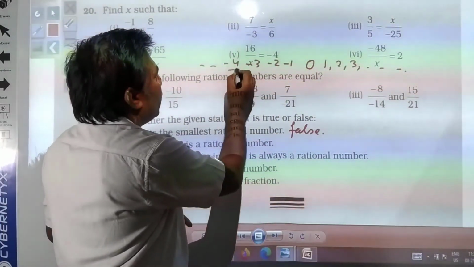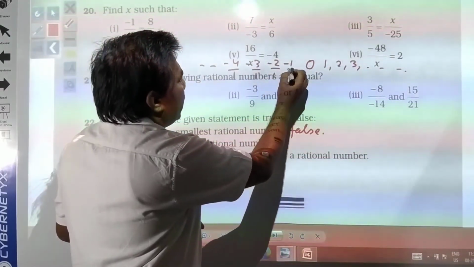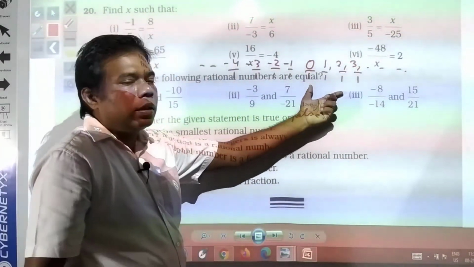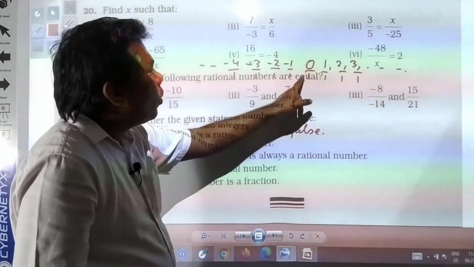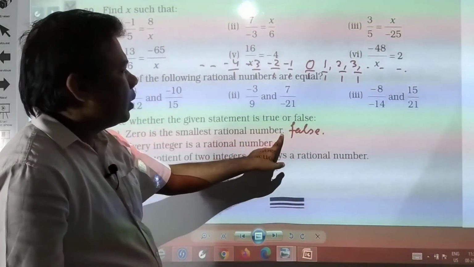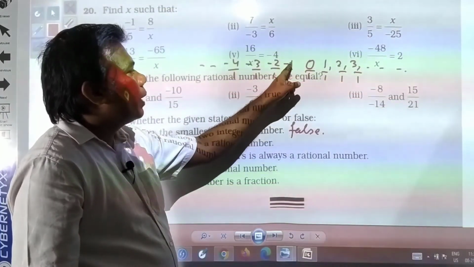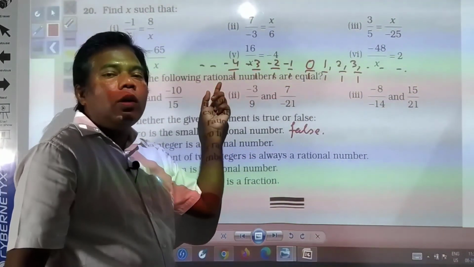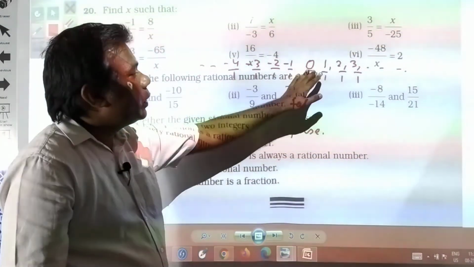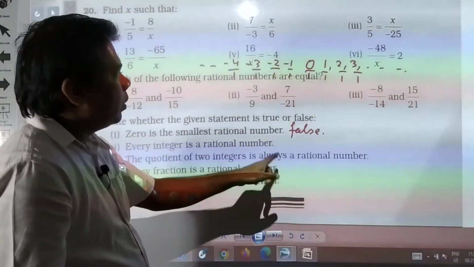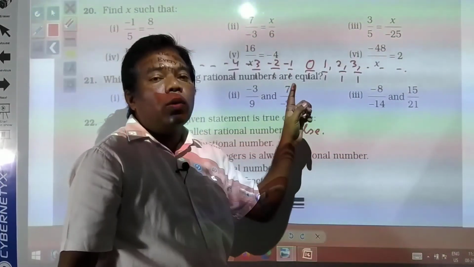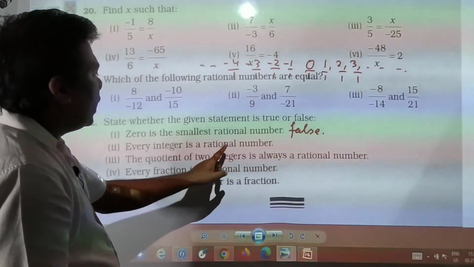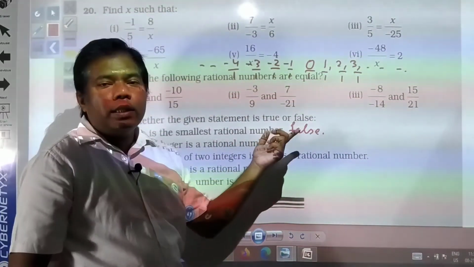If you put 1 in the denominator, what will you get? These all will become rational numbers. So 0 cannot be the smallest rational number. You can see, because minus 1 by 1, minus 2 by 1, minus 3 by 1, these all are also rational numbers, and that's why 0 cannot be the smallest rational number. 0 is the smallest whole number. Every integer is a rational number. Yes, every integer is a rational number.